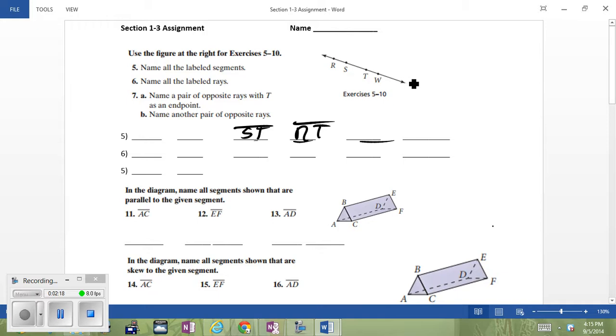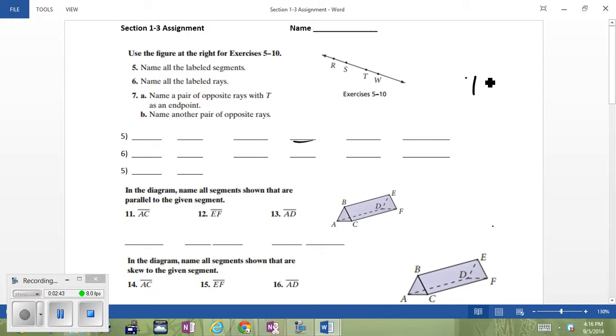As I said earlier, we could look at ray SW. Now, that starts at S and moves in the direction infinitely of W, SW. But SW is the same as ST, same ray. Opposite rays are the rays that make up a line.